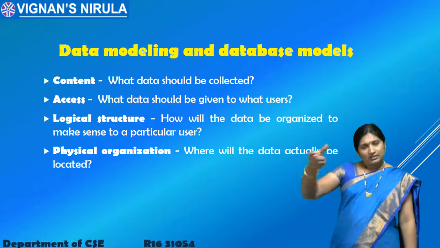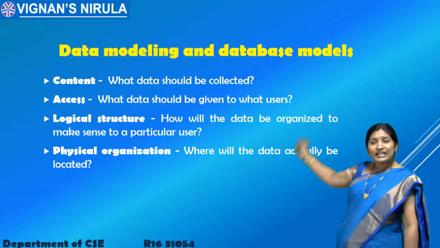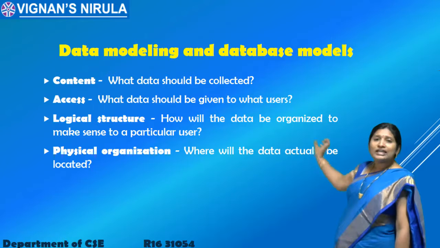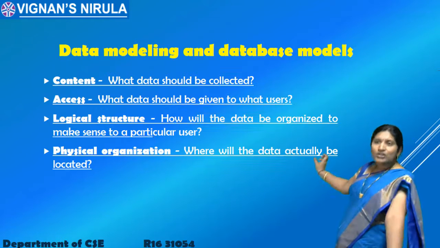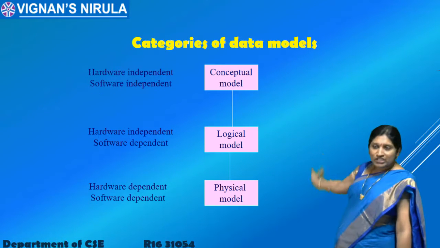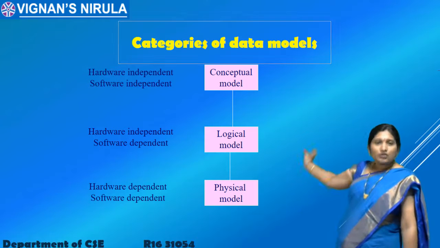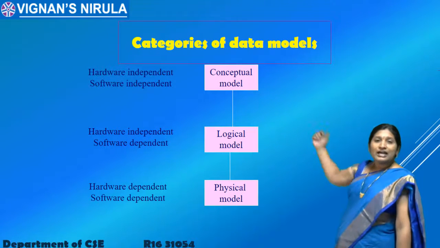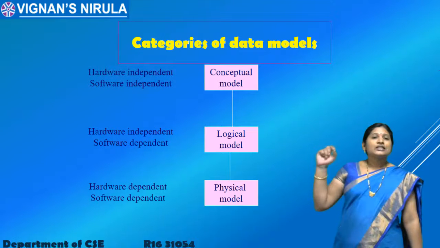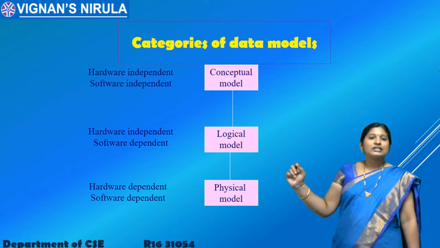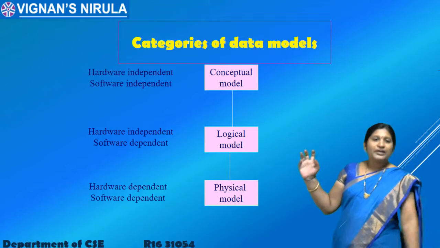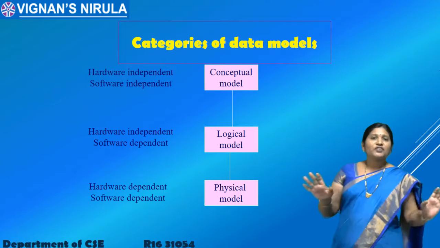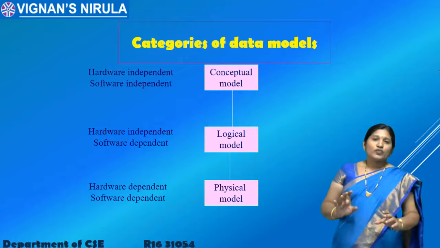Next, this slide indicates the categories of data models. We can broadly classify the data models into three categories: the physical data model, the logical data model, as well as the conceptual data model. As the slide indicates, the conceptual data models are hardware independent and also software independent. They are free from hardware as well as software.